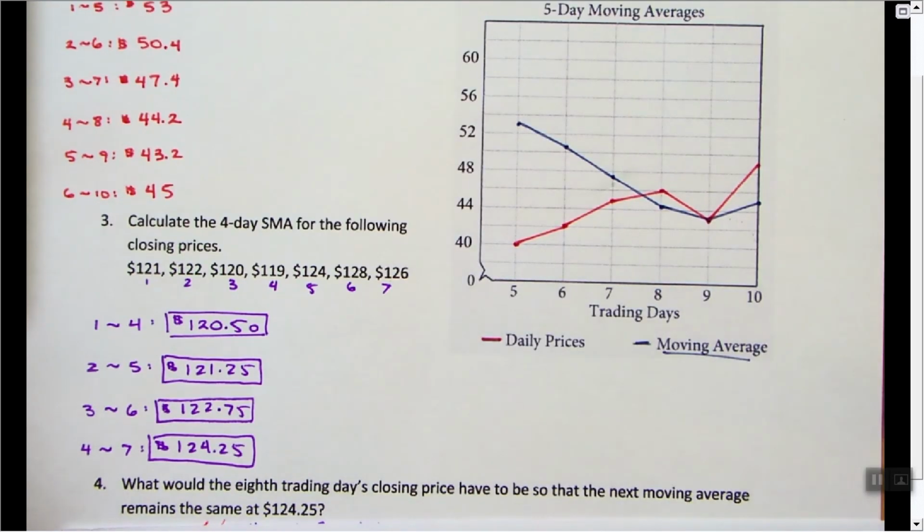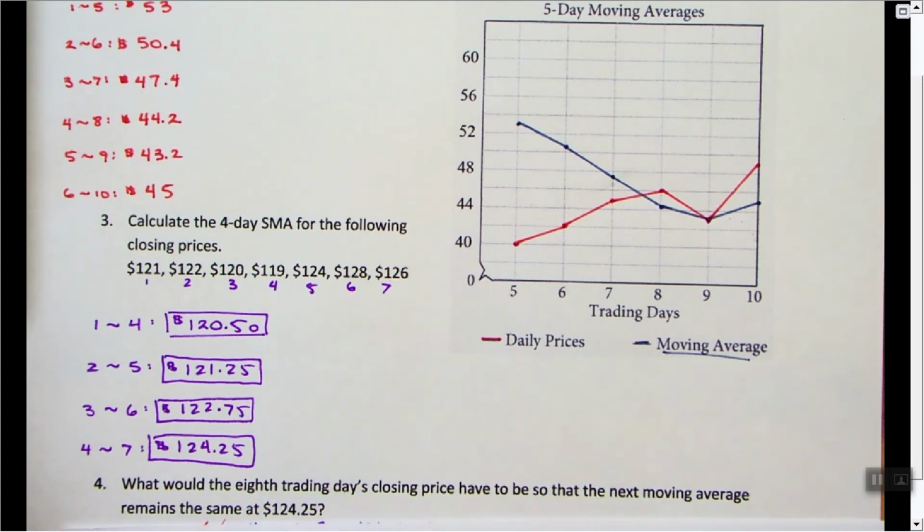What would the 8th trading day's closing price have to be so that the next moving average remains the same at 24.45? Okay. Now, if I show my work, I probably could see it. I'm going to show you.